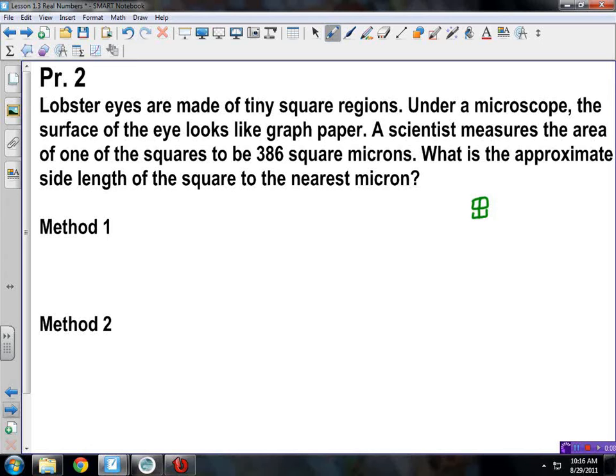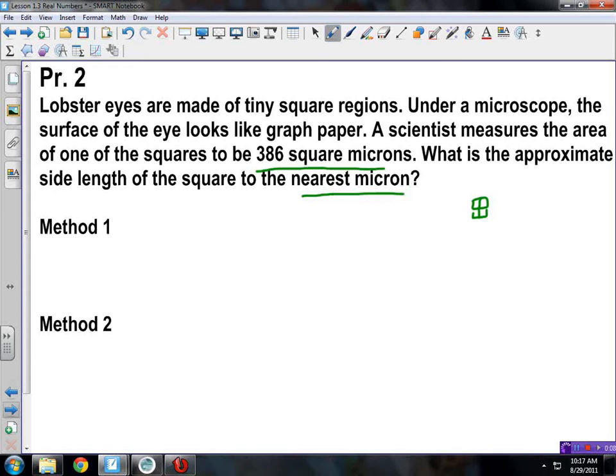Some scientists measure it, and they find out that it's 386 square microns. We want to know what is the approximate side length to the nearest micron. What does it mean by nearest micron? Whole numbers, right? They don't want decimal points. They don't want you to tell them it's 2.1. They just want you to say 2. But we need to figure out what that is, all right?